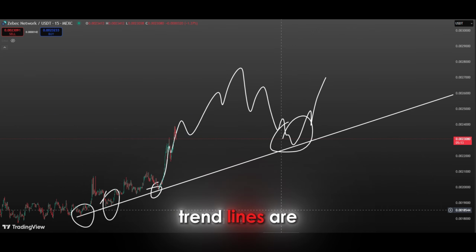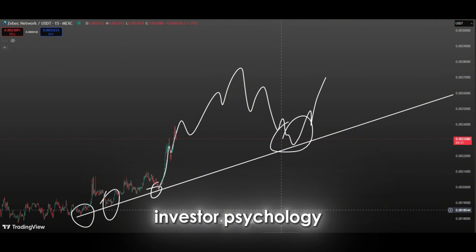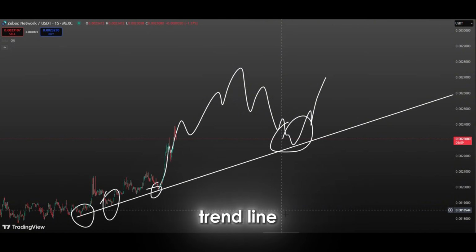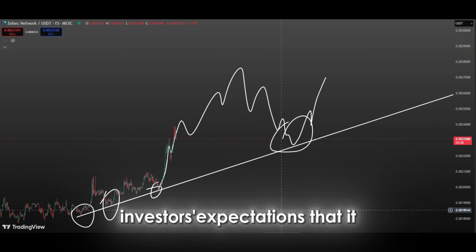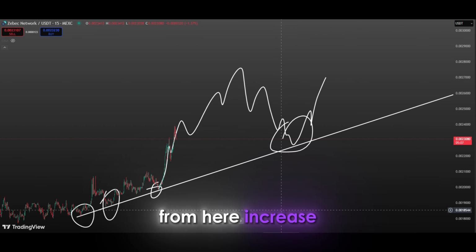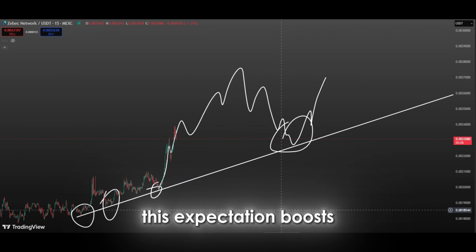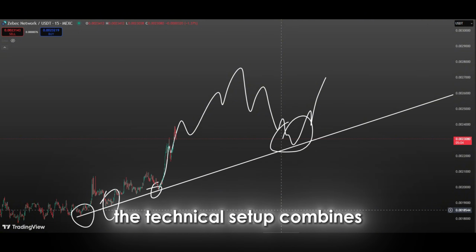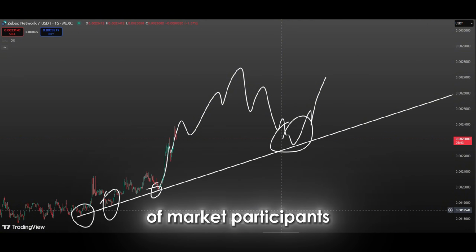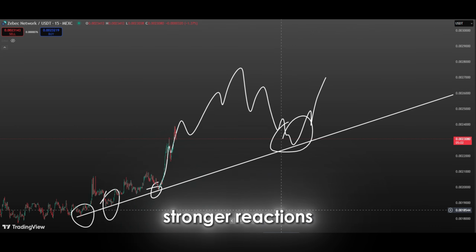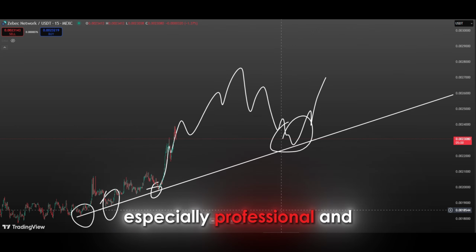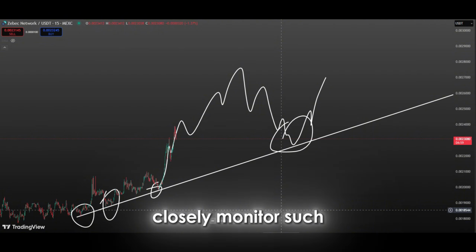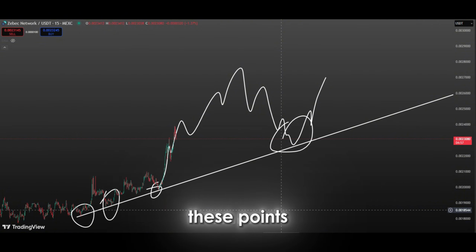Additionally, trend lines are not only about technical analysis, but also about investor psychology. Every time the price touches the trend line, investors' expectations that it will rise again from here increase. This expectation boosts buying pressure. In other words, the strength of the technical setup combines with the belief of market participants to generate even stronger reactions. Especially professional and institutional investors closely monitor such trend lines and often execute strategic buys at these points.